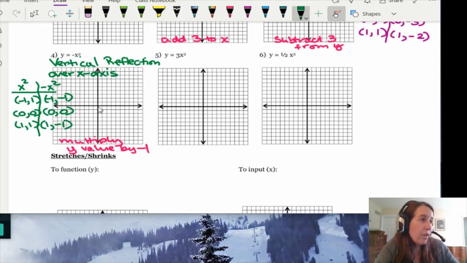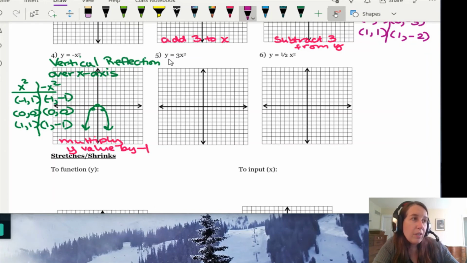All right, so when I graph this, notice I'm only graphing the new one. It's kind of helpful, right? 0, 0 is still graphed, negative 1, negative 1, and 1, negative 1. So just like it sounds, a vertical reflection flips that parabola over.